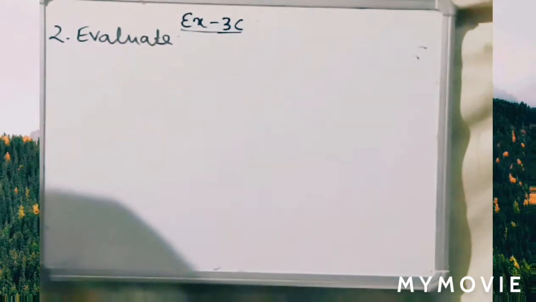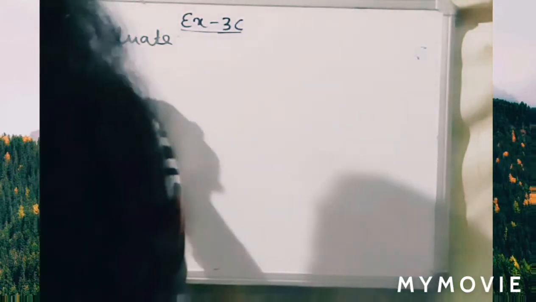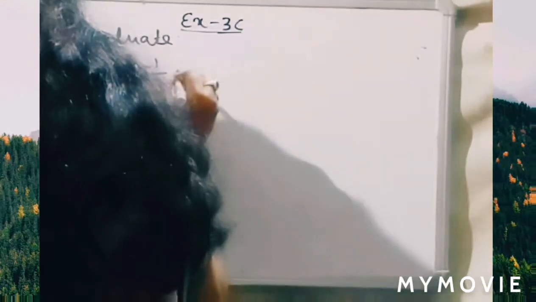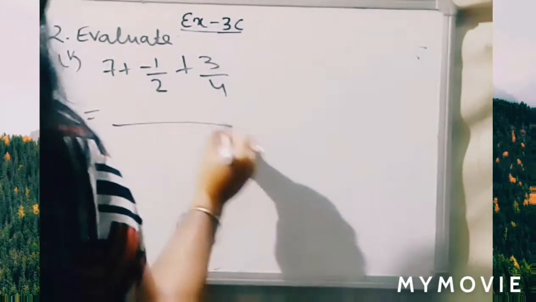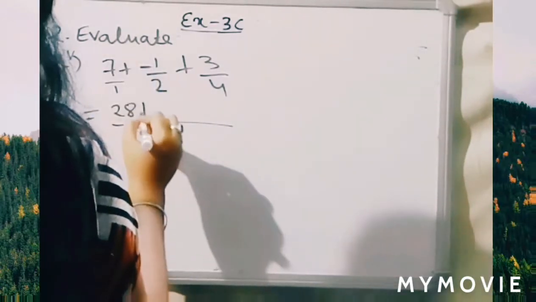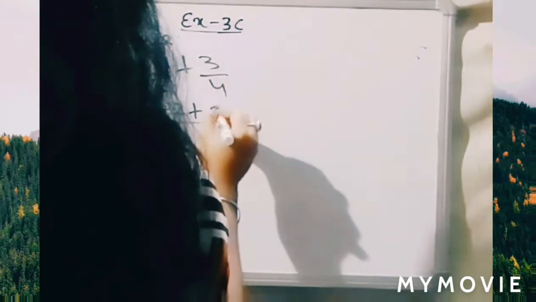First, this is also the same, the addition one you can do. Let me do question number 5 and 6. Last question is very easy. You can do 7 plus minus 1 by 2 plus 3 by 4. Now your LCM will be the 4 because 2 2s are 4. Now this 4 will be multiplied with 7. 7 4s are 28. 2 2s are 4. 1 will multiply with minus 1. It will become minus 2.